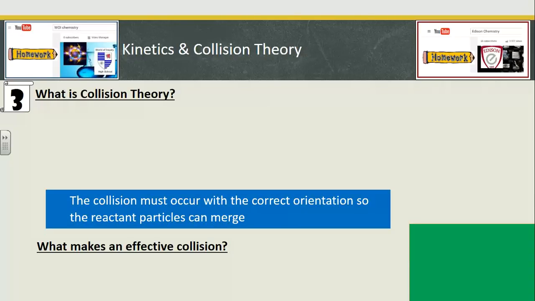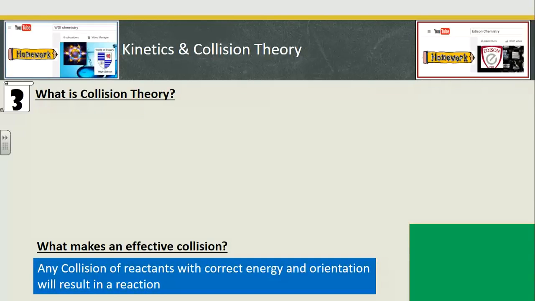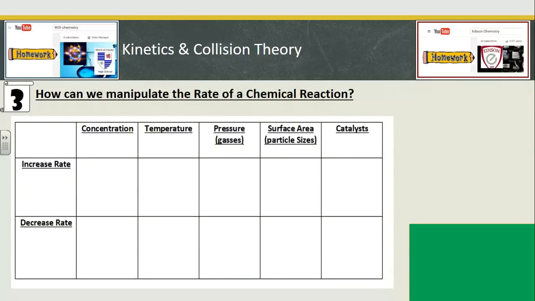The collision must also occur with the correct orientation so the reactant particles can merge. Even if the particles collide with the right amount of energy, they have to collide in the correct orientation. It's kind of like shaking a hand. If you don't do your handshake correctly, it doesn't feel right and it's not considered a handshake. It's not an effective collision if the atoms don't hit each other in the right orientation. Any collision with correct energy and orientation will result in a reaction, and that is the basis of collision theory.